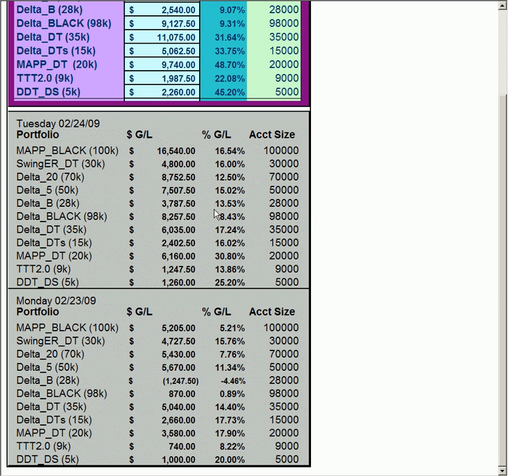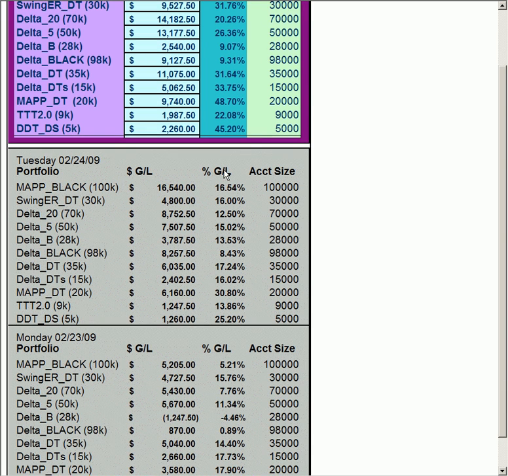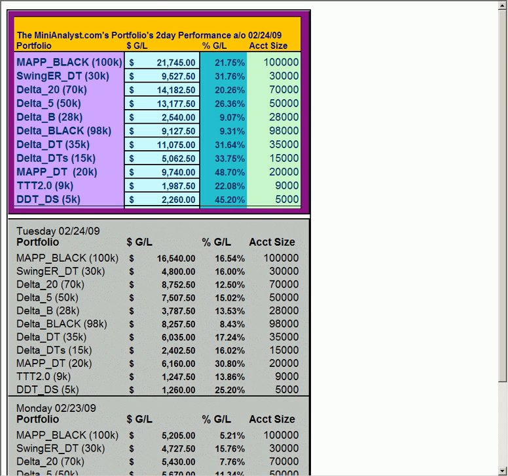We did realize some incredible numbers on Monday and Tuesday in our portfolios, and as you can see on the 2-day stretch for Monday and Tuesday, the standout was, as the top two are usually, the MAPDT and the dual day trader. MAPDT gained 48.7%, 45% was the gain for the dual day trader, 33% for the Delta DTS. Just very impressive, probably an average of 25 to 30% was the gains for these primary portfolios from a 2-day stretch. So definitely a great time. Still is the case to get started with a couple of these portfolios.